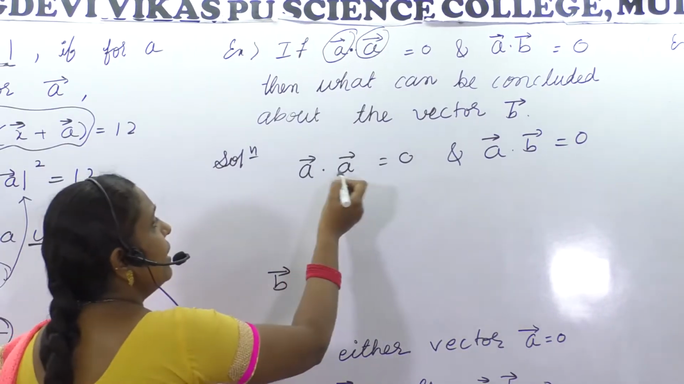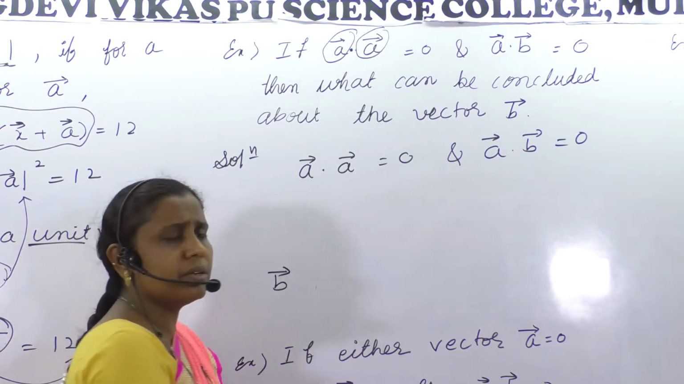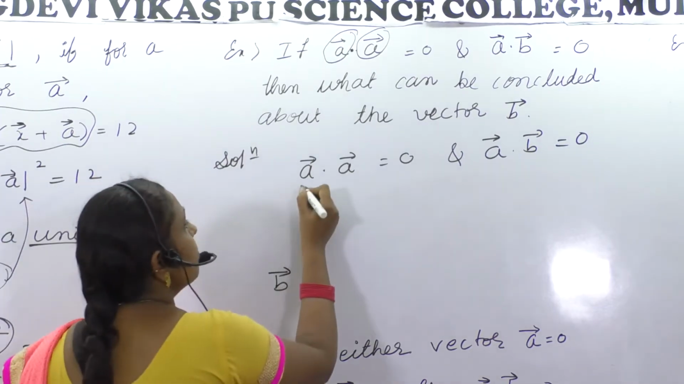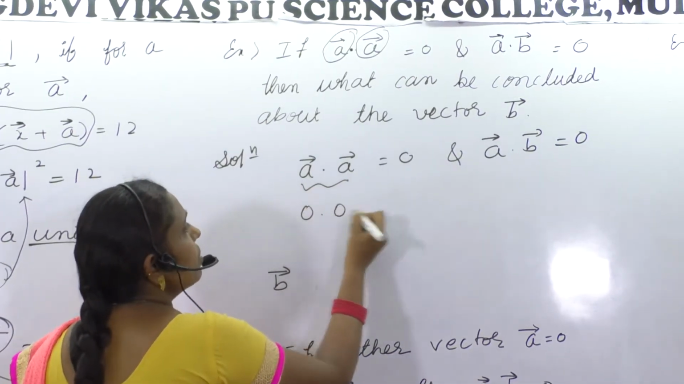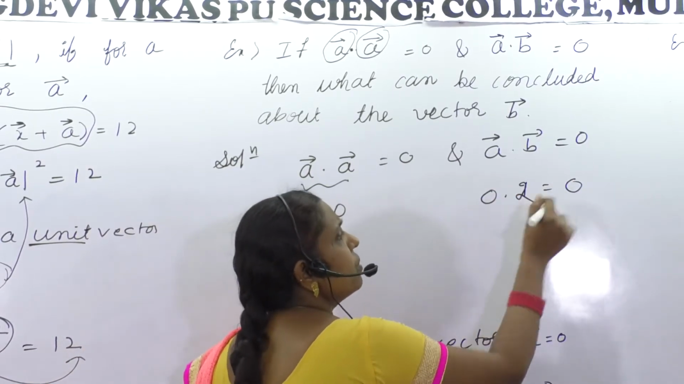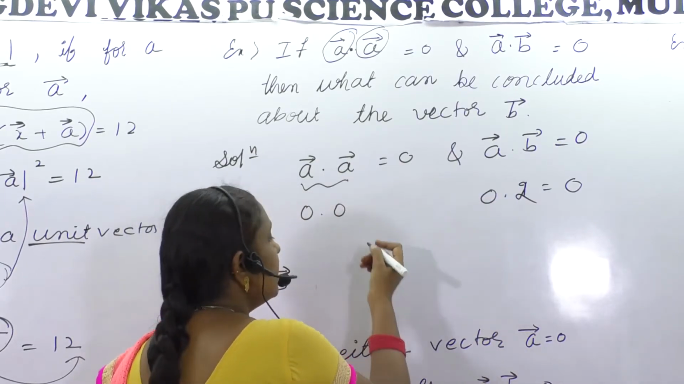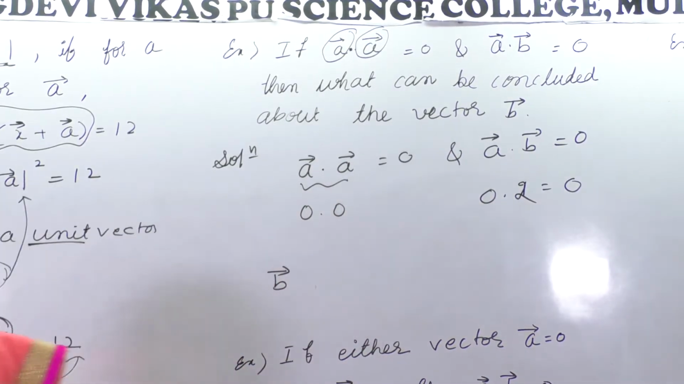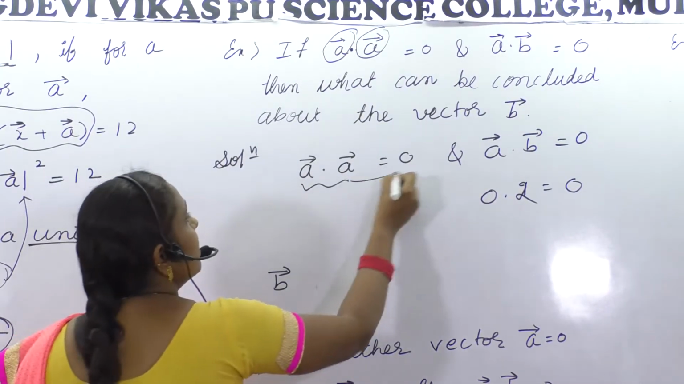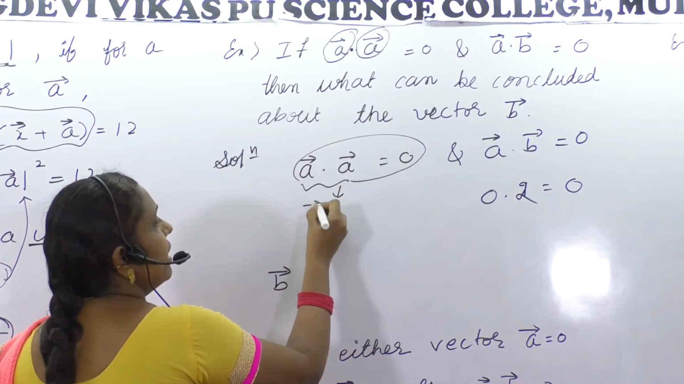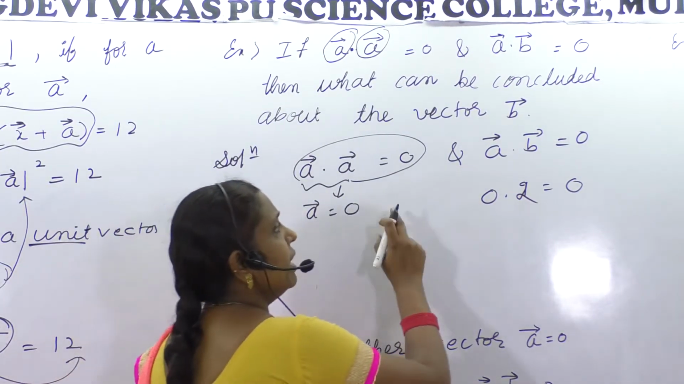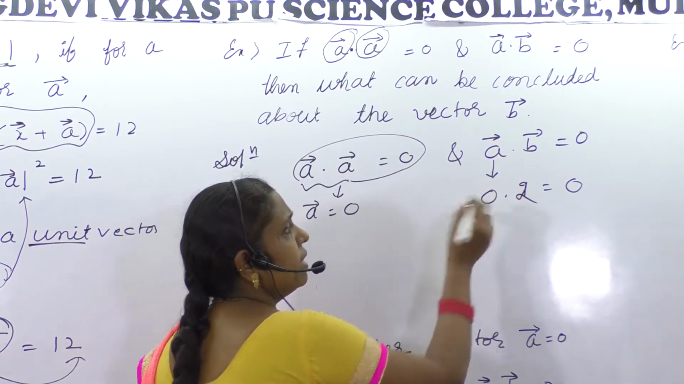As you know, students, a dot a equal to 0 means a will be the 0 vector, no? A will be the 0 vector by this statement. See, 0 into 0, 0 into 1 is equal to 0, 0 into 2 is 0, because a will be 0. So from this statement, what can you trace? For the vector a, from this information, vector a is equal to 0. Am I right?